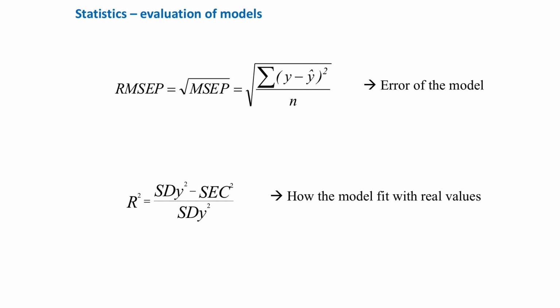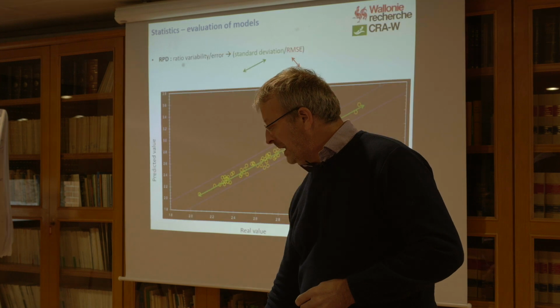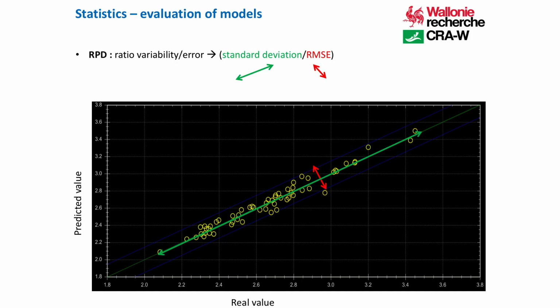And a second statistic very used is how the model fits the real value, by using simply the R square. And the third statistic that is also used to evaluate a model is what we call the RPD. It's the ratio of performance to deviation. This RPD is the ratio of the standard deviation of your data to the error of the model, the root mean square error. By this RPD, you have a direct evaluation of how your model works.